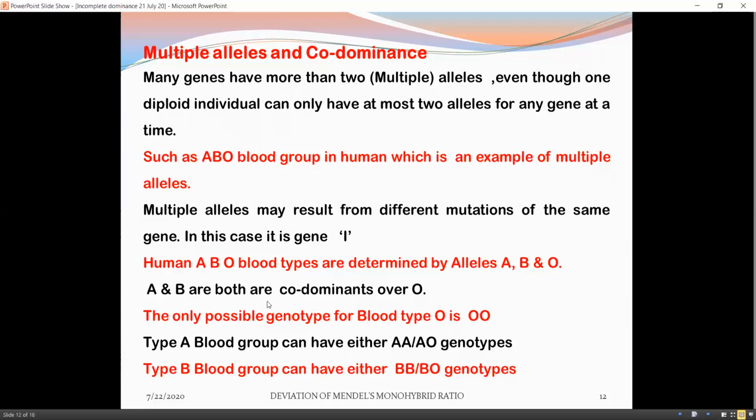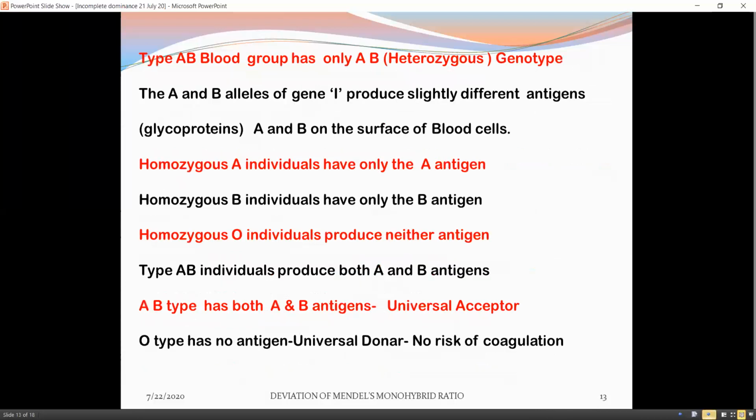A and B are both codominant over O. The only possible genotype for blood type O is OO. Type A blood group can have either AA or AO genotypes. Type B blood group can have either BB or BO genotypes. Type AB blood group has only the AB heterozygous genotype.